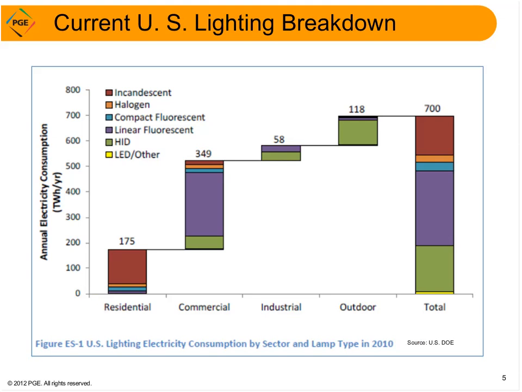Here's a graph that shows U.S. lighting electricity consumption by sector and lamp type. You can see that residential lighting is dominated by incandescent lamps, and the commercial sector by fluorescent T8s. The industrial and the outdoor sector uses a lot of HID, which means high pressure sodium and metal halide. And if you look really closely at the total down here in the lower right corner, LED barely shows up, probably less than 1% currently.